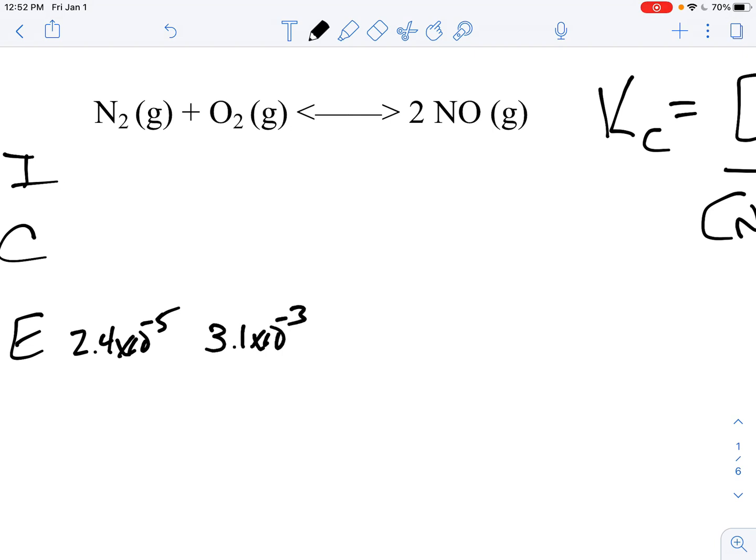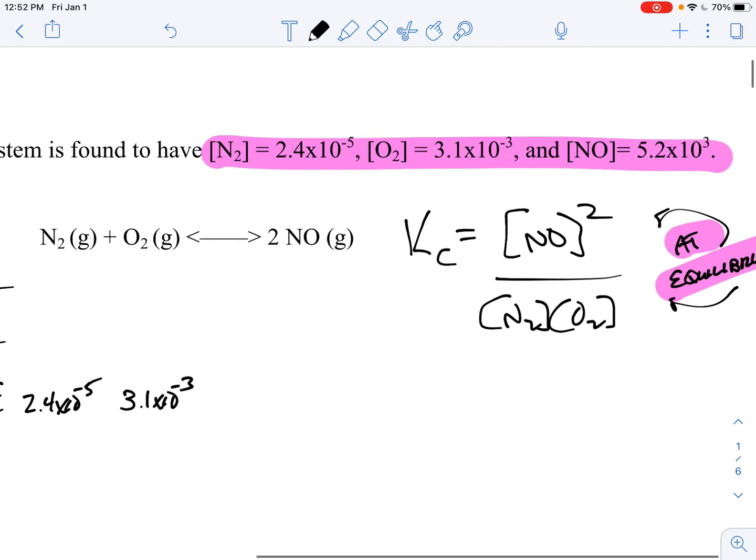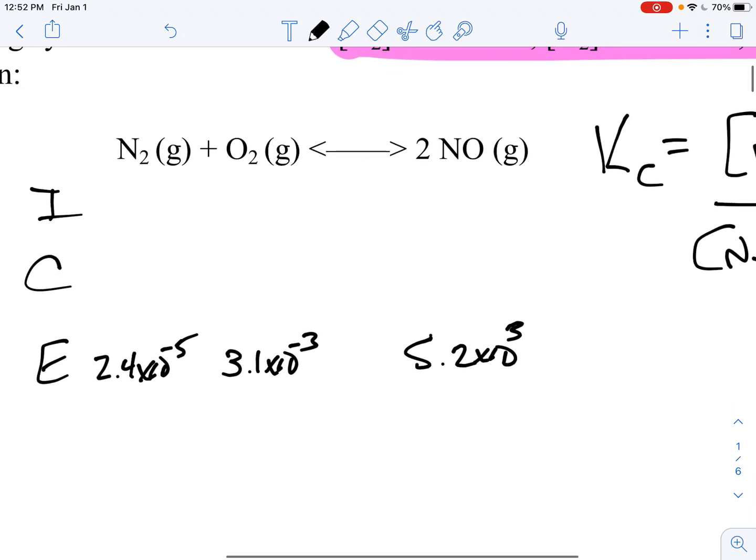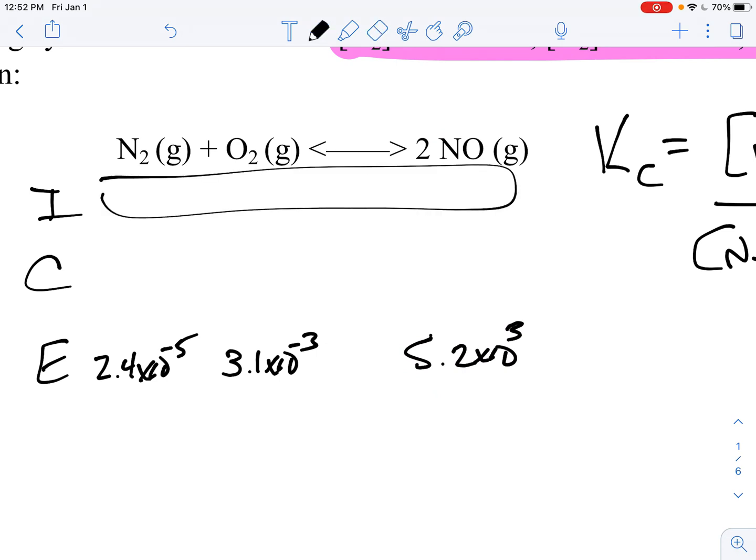They told us that the oxygen was 3.1 times 10 to the negative third at equilibrium. And they told us that the nitrogen monoxide was 5.2 times 10 to the positive third at equilibrium. Now, you might be saying to yourself, hey, but there's a 2 there. Shouldn't I take this number and multiply it by 2? No. They told us what the number was.